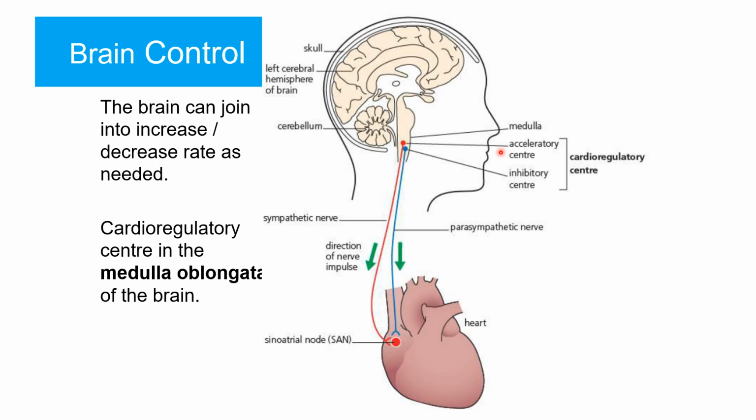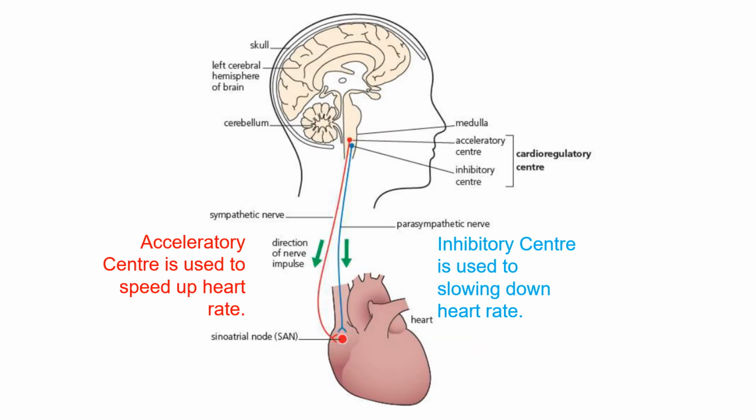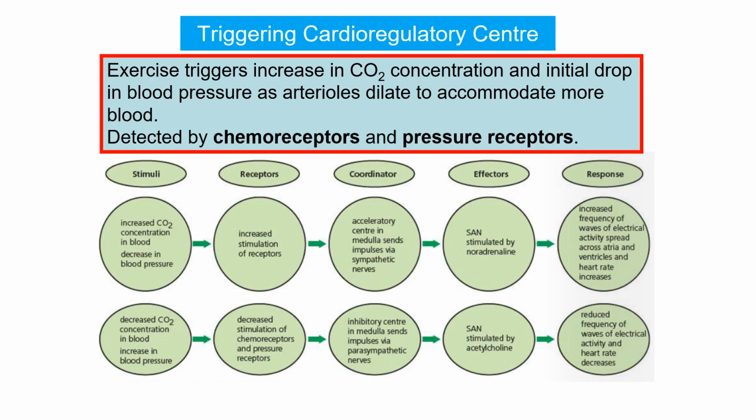So we said the cardioregulatory center is in the medulla oblongata, and depending on what is the need will depend on whether the cardioacceleratory center or the cardioinhibitory center sends messages via the parasympathetic nervous system if we're trying to slow it down, and the sympathetic nervous system if we're trying to speed up the heart rate. Again, the acceleratory center sends a message down the sympathetic nervous system if we want to speed up the heart rate, to speed up the amount of impulses from the sinoatrial node, and the parasympathetic nervous system from the inhibitory center if we want to slow down the heart rate.